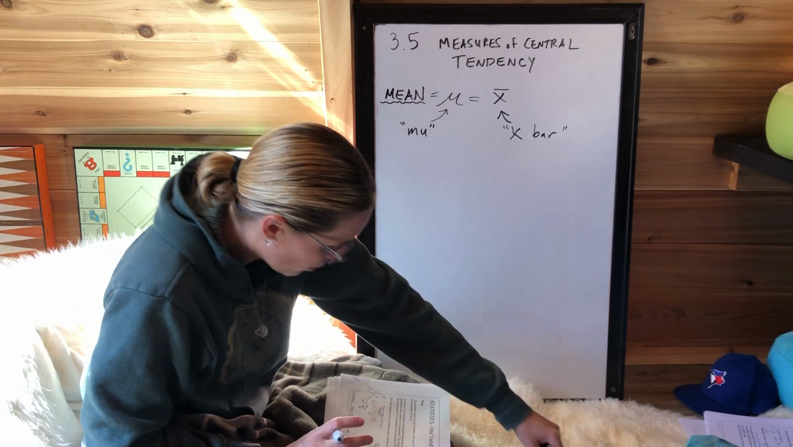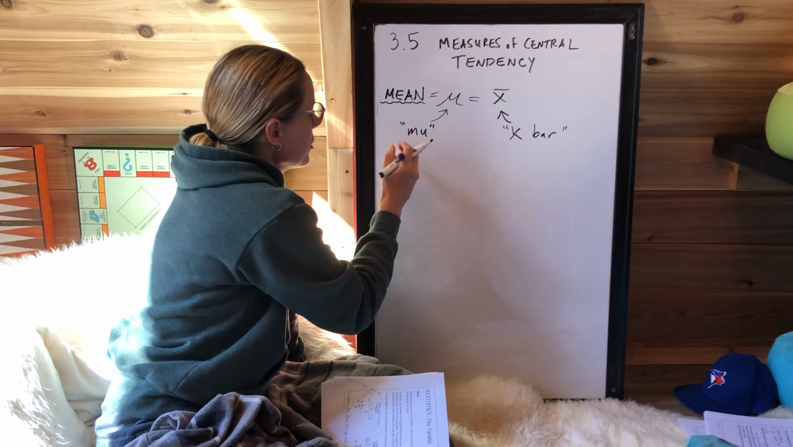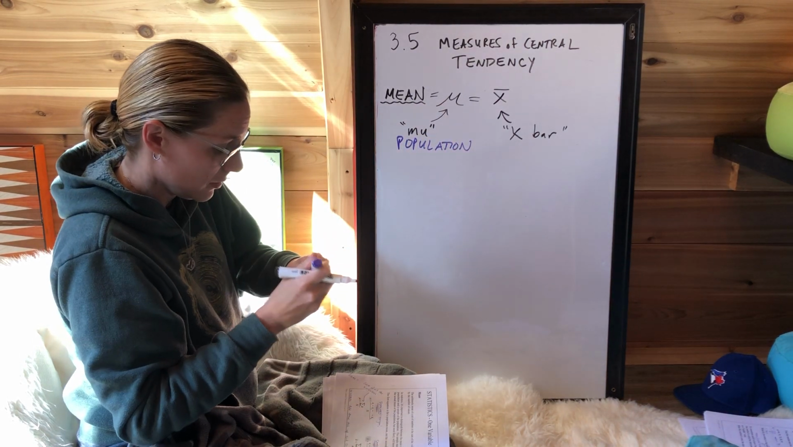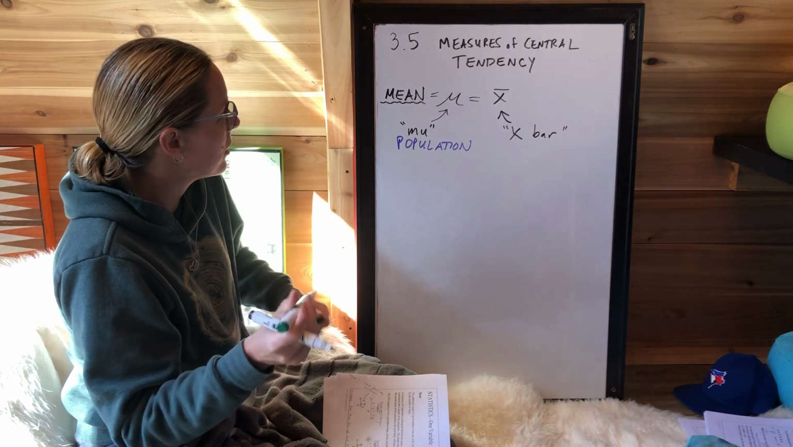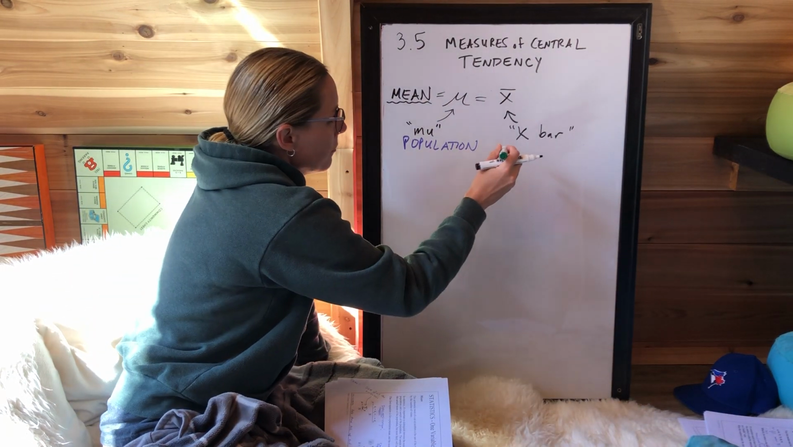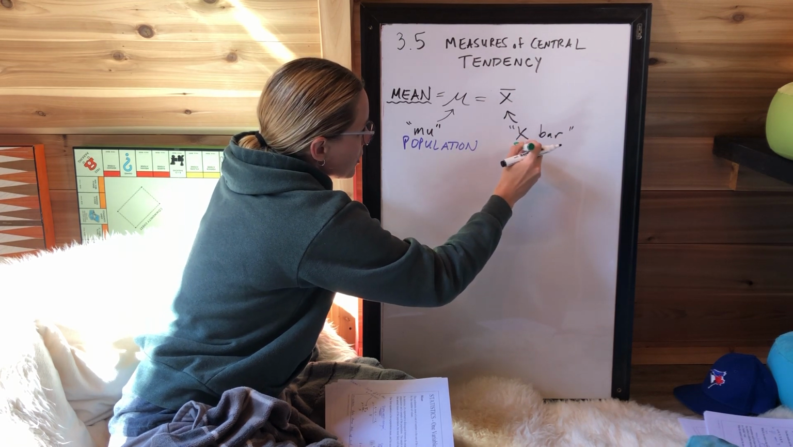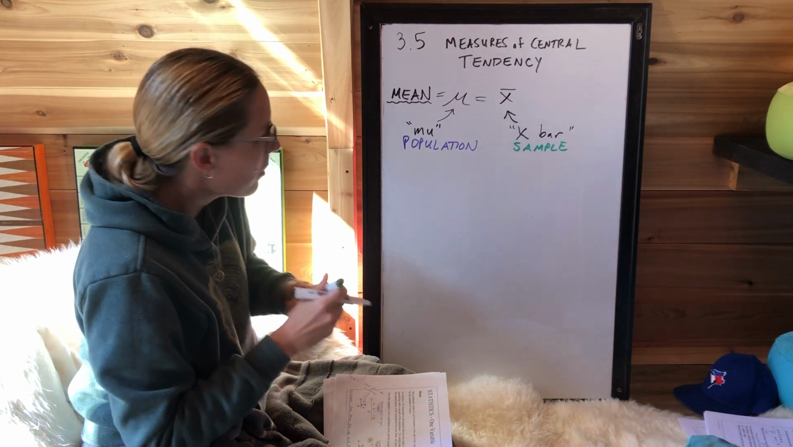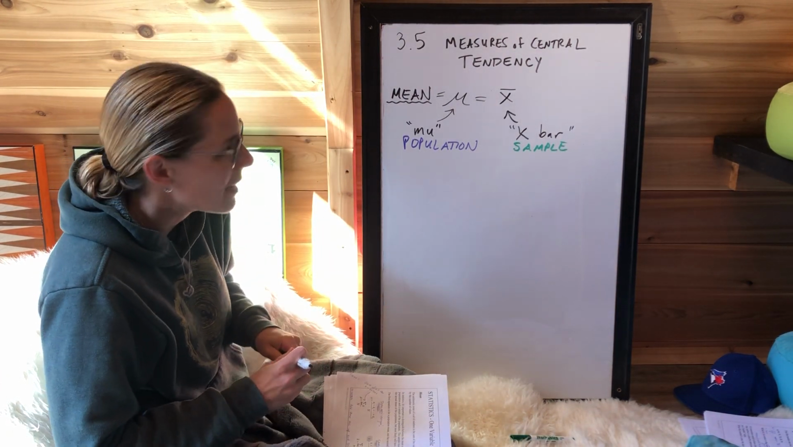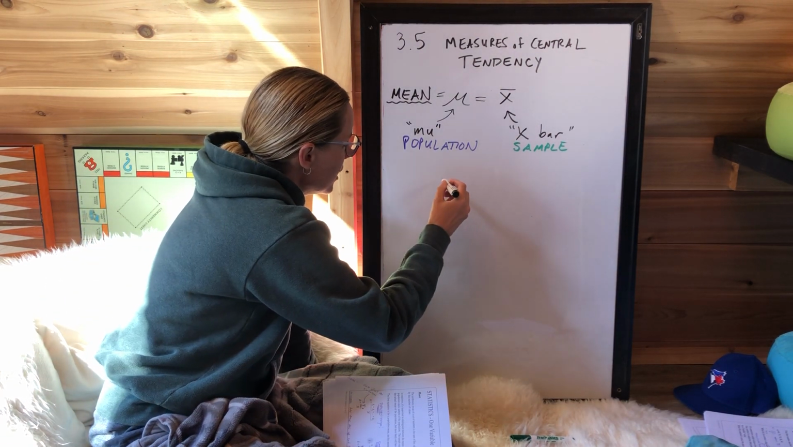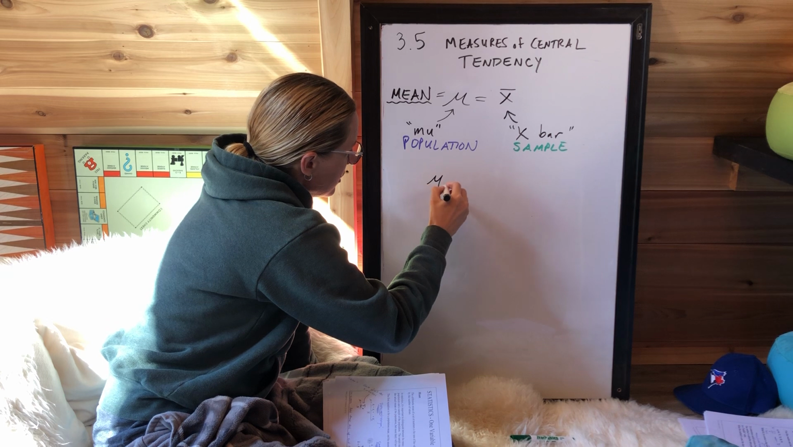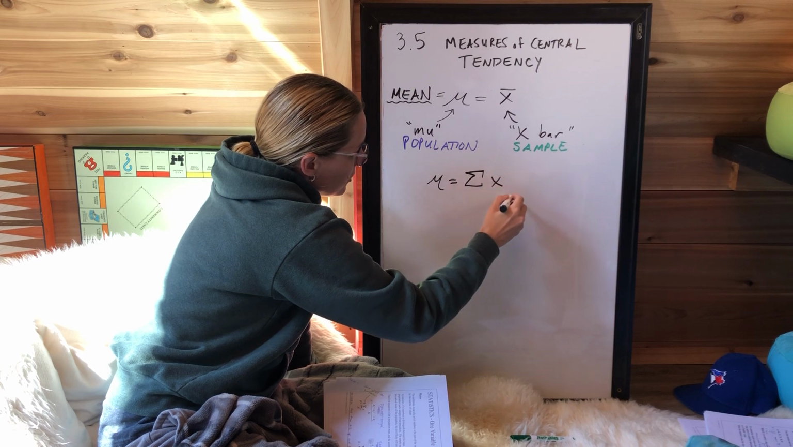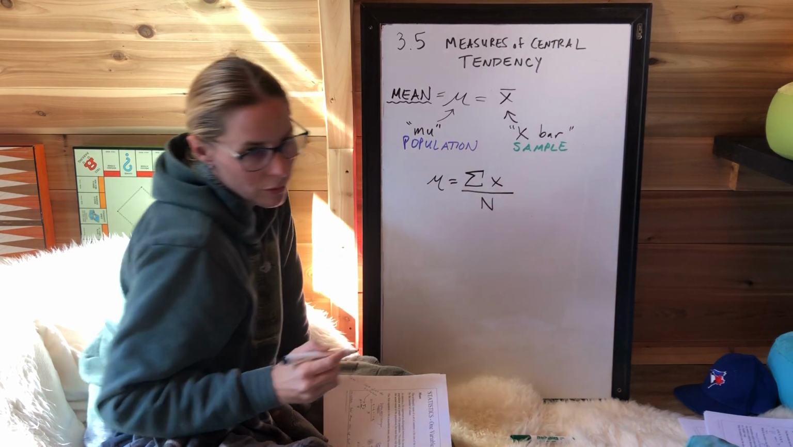One of them is for a population. Okay, so this one, mu, we use for population. So that's when you have all of the people involved, or all the data involved. And then X bar is going to be used for a sample. So we've already talked about those definitions. Sample is a smaller percentage of an overall population. But both of them actually have the exact same formula. So in terms of finding it, you're basically going to say that the mean is the sum, okay, of all the X values divided by the total number of values.